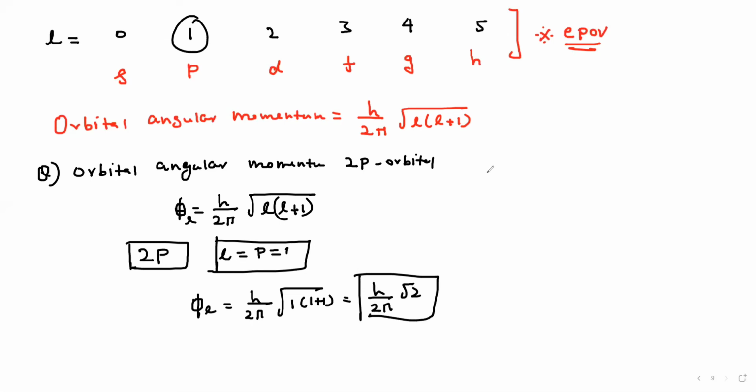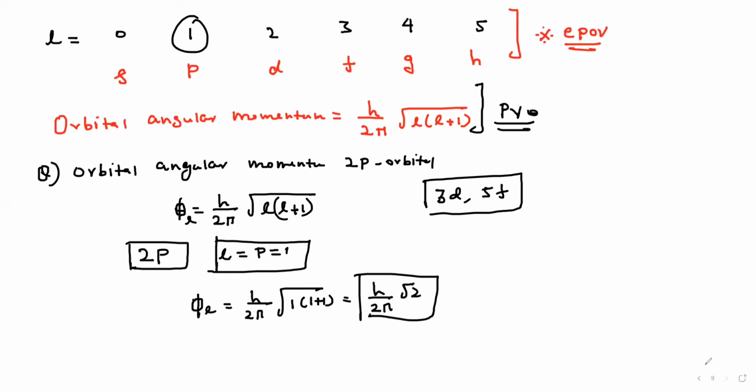Similarly, you can find the value for 3d and 5f. Tell me in the comment section: what is the angular momentum of the 3d orbital and the 5f orbital? This type of question is asked in exams, and the previous question is very, very important from the exam point of view. And next, the third quantum number is very important.